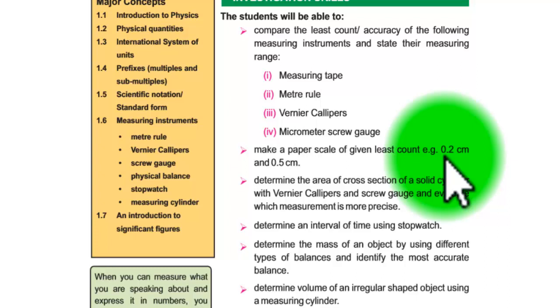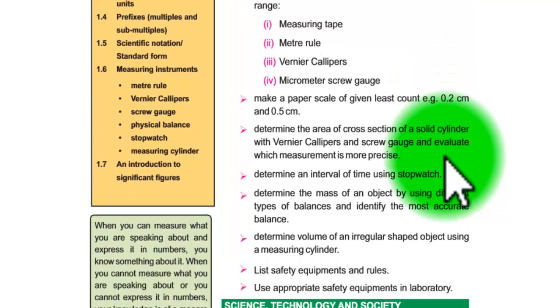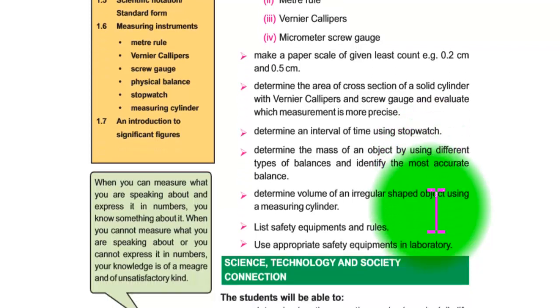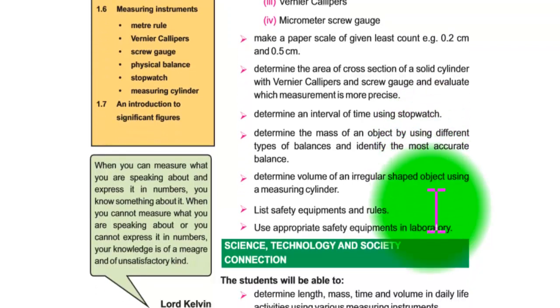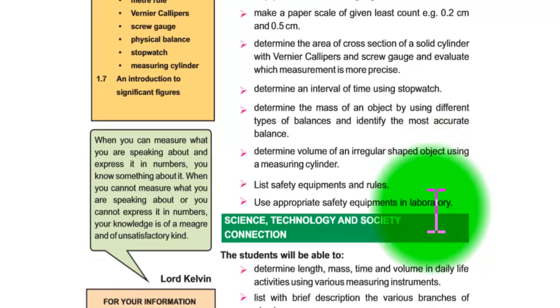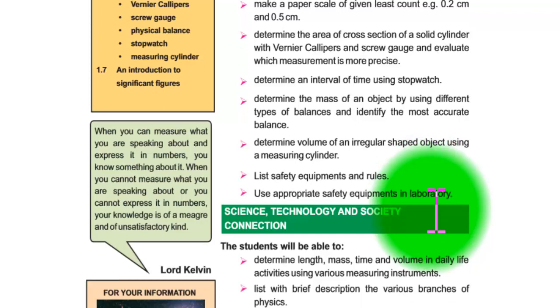Determine the mass of an object using different types of balances and identify the most accurate balance. Determine the volume of an irregular shape using the object and the measuring cylinder. Lastly, safety equipment and rules. So we can list the functional and significant rules. Use appropriate safety equipment in the laboratory. Science, technology, and society connection. The student will be able to determine length, mass, time, and volume using various measurement instruments.